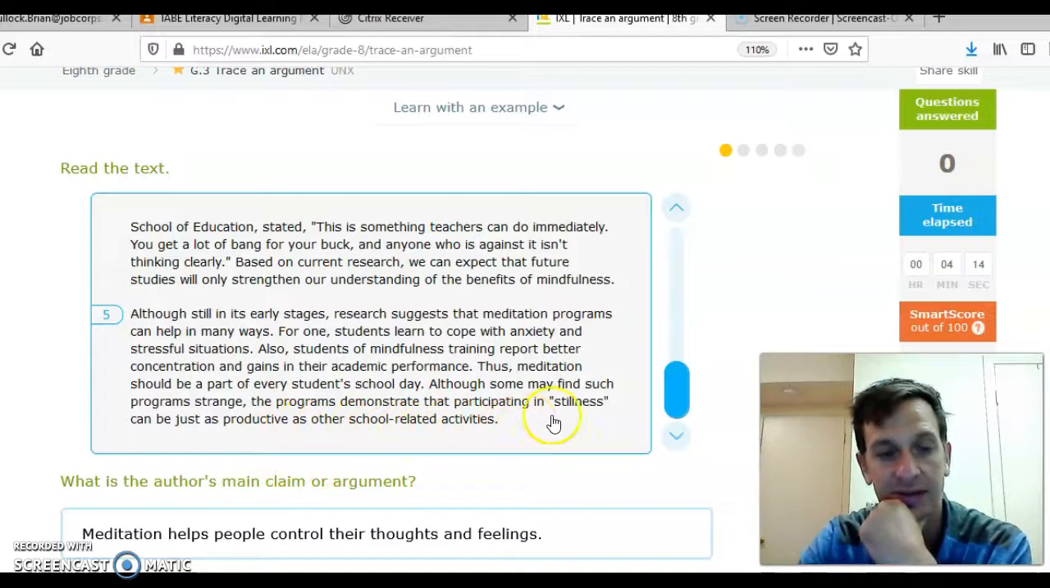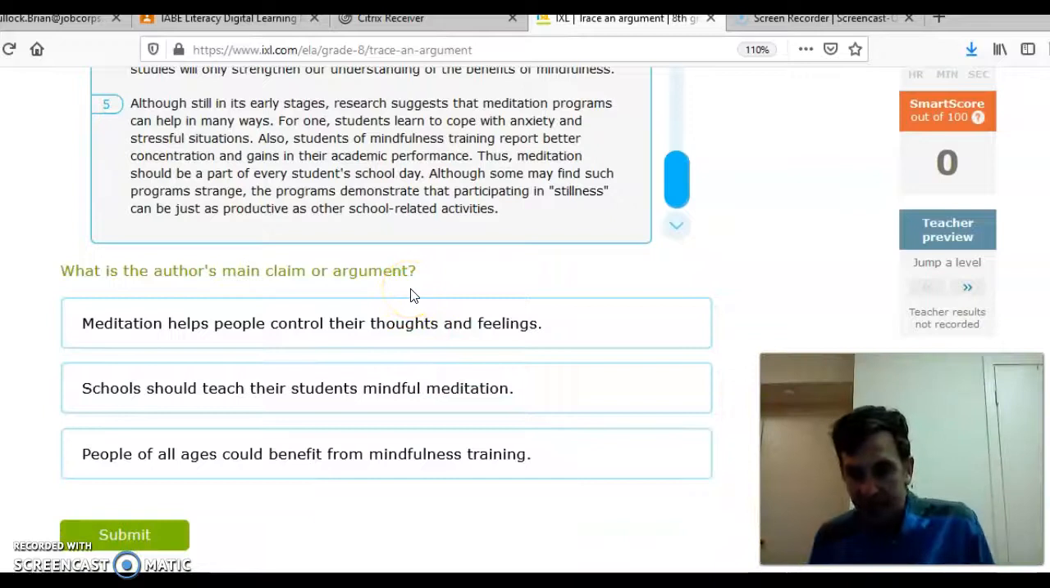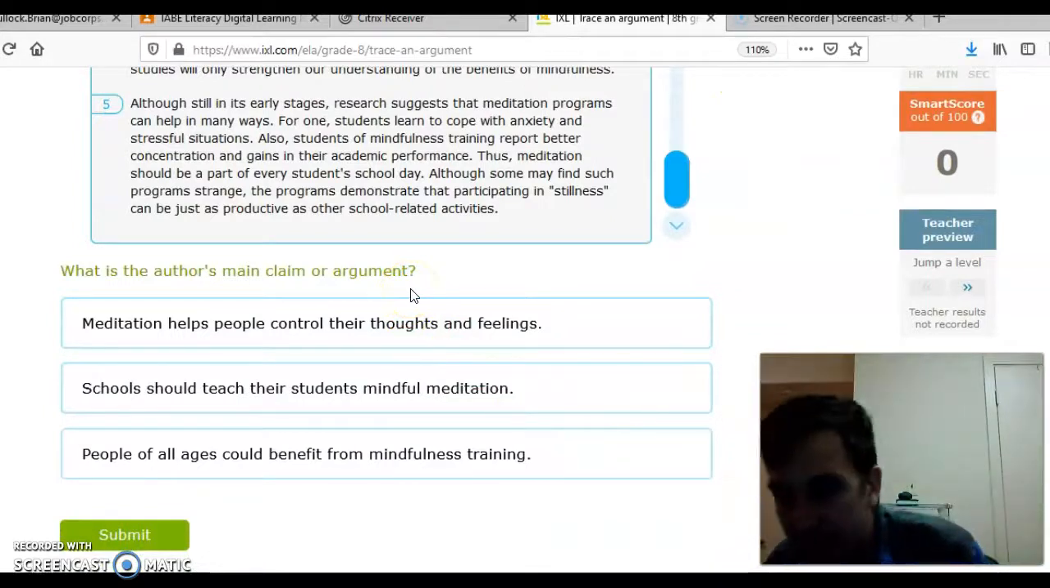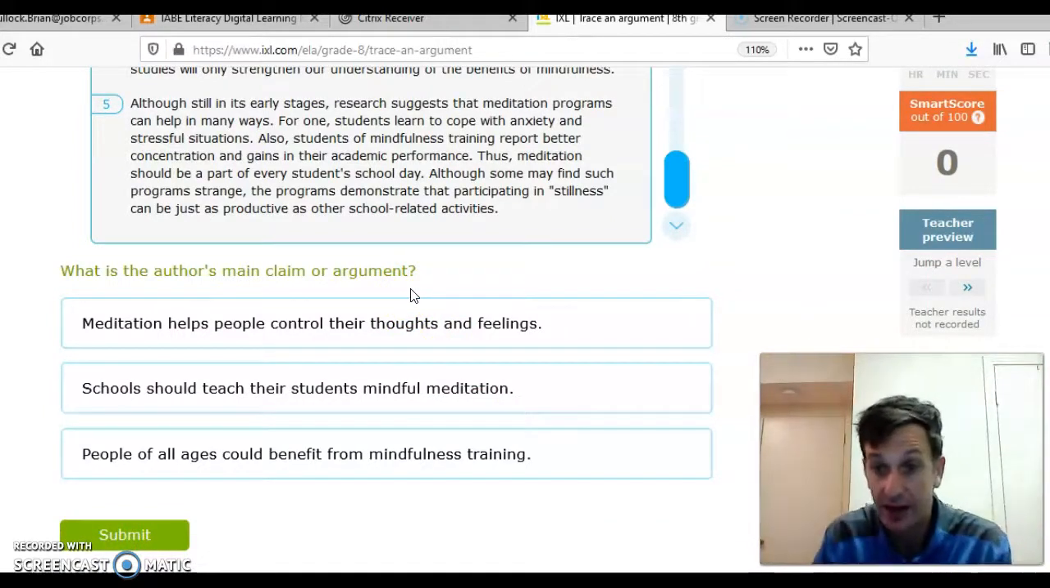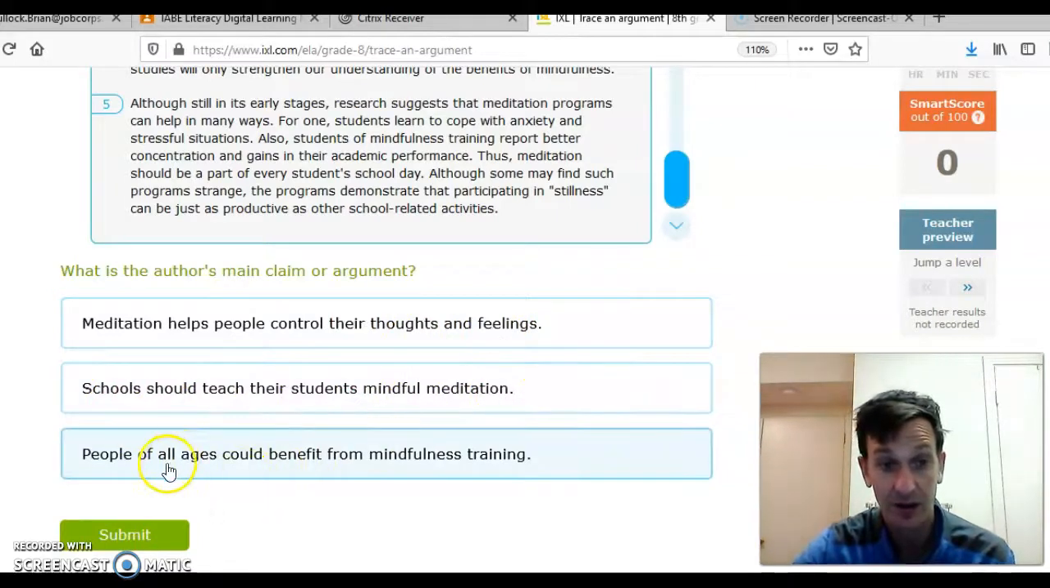other school-related activities. Alright, so what's the main claim or argument? So think of this as the main idea. What is the author trying to convey, get across to you? Is it that meditation helps people control their thoughts and feelings? That schools should teach their students mindful meditation, or people of all ages could benefit from mindfulness training?